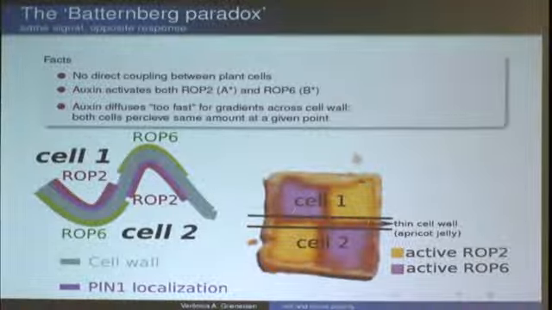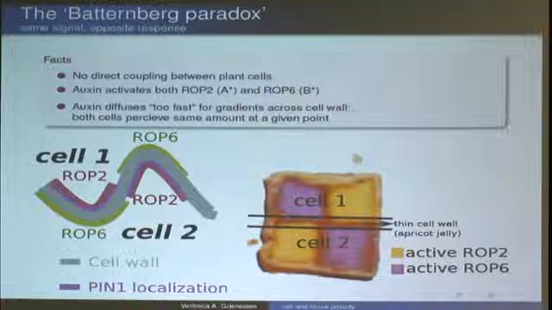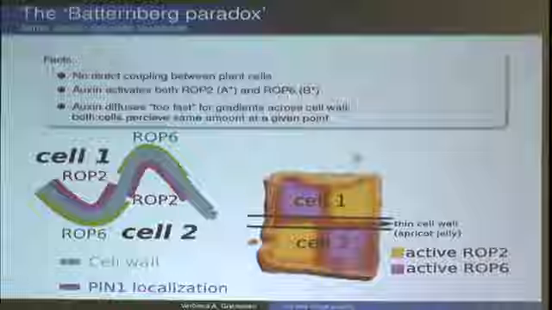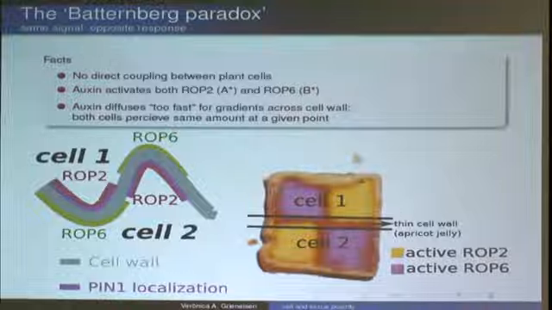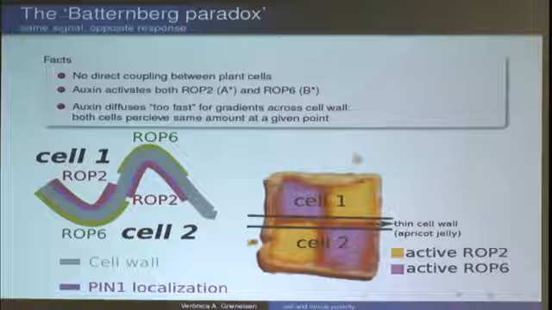So the problem is, if we have a very small interface, which is the cell wall, these cells are not able to touch. ROP6 is not able to touch ROP2 from the neighboring cell because there's this cell wall in between, but it is able to export auxin into this cell wall. The question is, would this be sufficient to cause the opposite response across one interface?